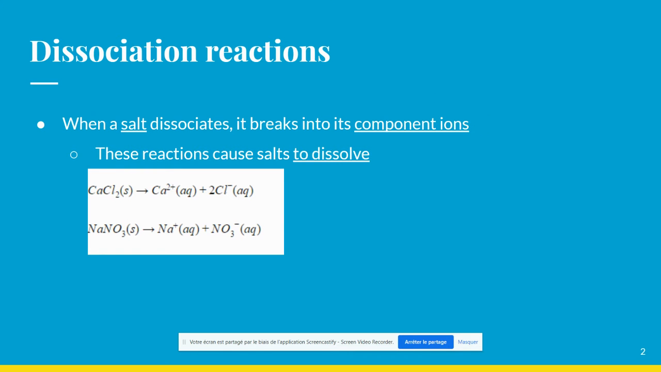In this video, I will be going over how to write dissociation reactions. Dissociation reactions explain what happens when a salt that is soluble in water dissolves into water. Here I have two examples, one where I've got calcium chloride dissolving and one where I've got sodium nitrate dissolving.